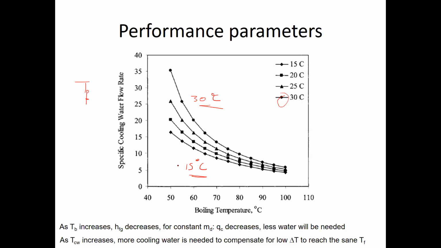So if I need to increase from 15 to TF, then the delta T is higher. Delta T is higher, then the area is smaller. But if I need to increase it from 30 to TF, then the delta T is smaller, so the area is bigger. So it's as simple as that.